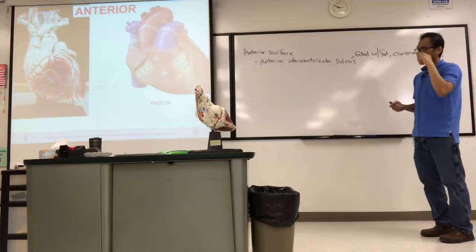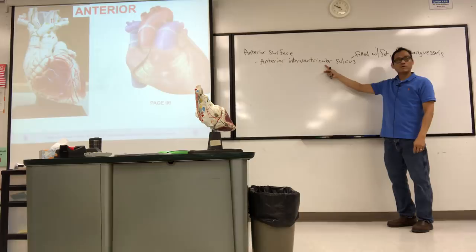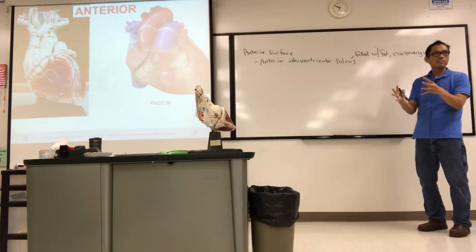Once you find it, one thing, you know you're looking at the anterior surface, and it's in between the two ventricles, interventricular. The partition that divides LV and RV is called the interventricular septum. So basically the sulcus is on top of that septum.